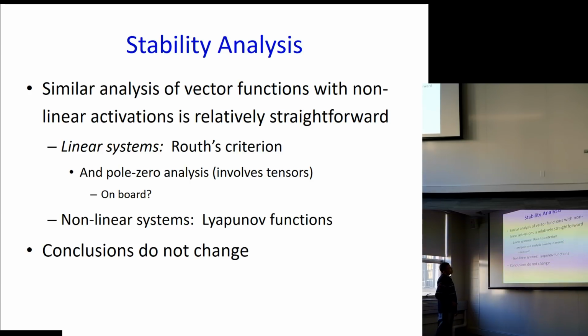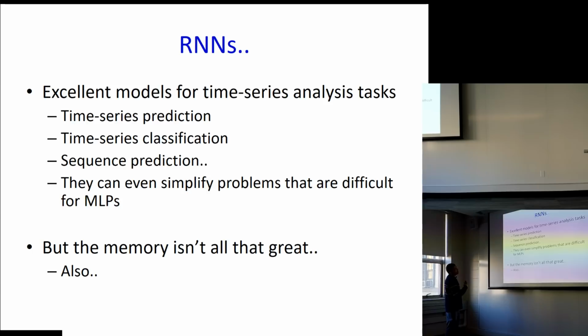The kinds of analysis we saw, we can actually do this for vector functions with nonlinear activations. For linear systems, we're going to use Routh's criterion again. For nonlinear systems, Lyapunov functions. The general conclusions that we saw are not going to change. Although RNNs are excellent models for time series analysis, like prediction, classification, sequence prediction, and they can even simplify problems that are difficult for MLPs, the manner in which they deal with memory is not straightforward, and it's not something that you can just treat as a black box and it's just magically going to work. The ability of these things to remember depends critically on the weights, and they have a tendency to either blow up or forget really, really quickly, right?